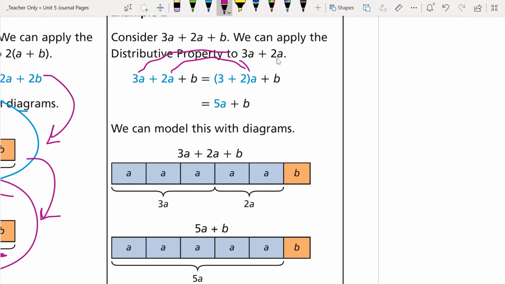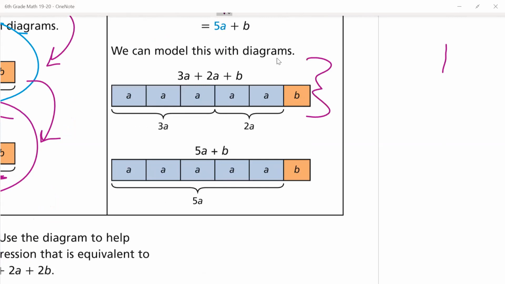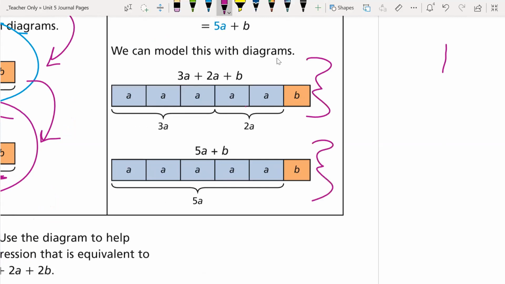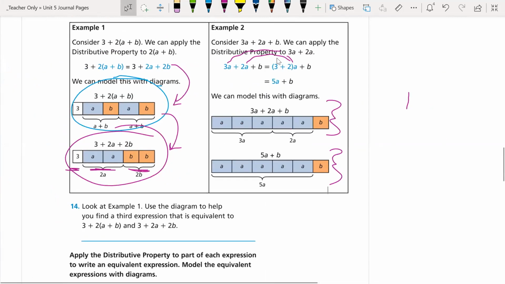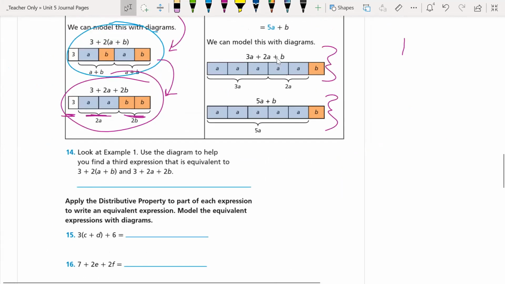And yeah, so we commutatively distributed by distributing here and then just rearranging them. Okay, good. So number 14, look at example 1, use the diagram to help you find a third expression that is equivalent. So it wants you to find yet another one.